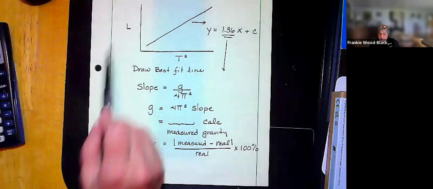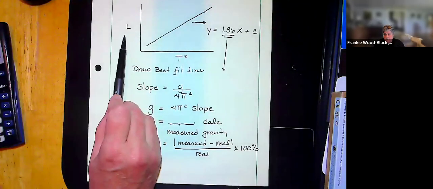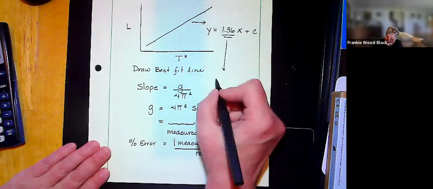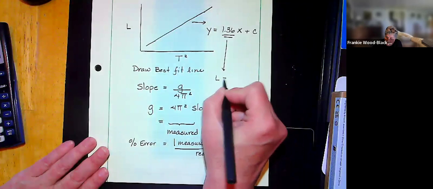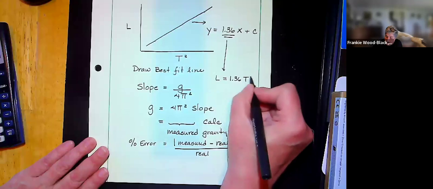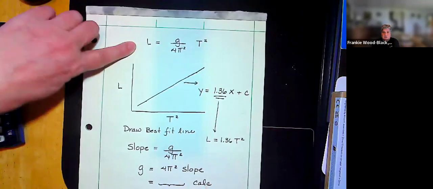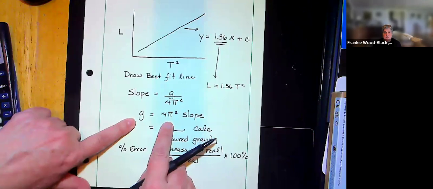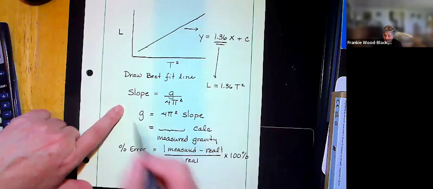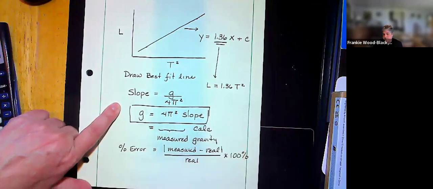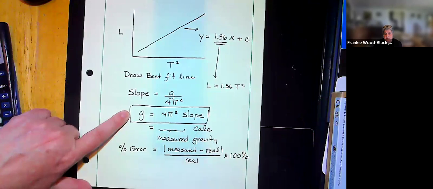You're going to do a graph with your length on the y-axis and your period squared on the x-axis, because my line now becomes y is my length, and this would be like my 1.63 times my period squared. And there's our equation for our line. So that's how we know what our slope is. And you're going to determine gravity from the slope. I'm only wanting to see one calculation for gravity. And that's using your slope.